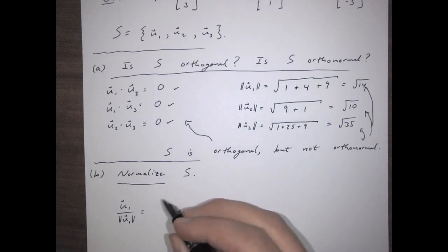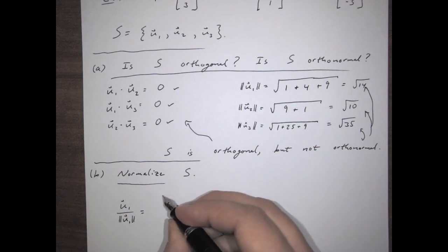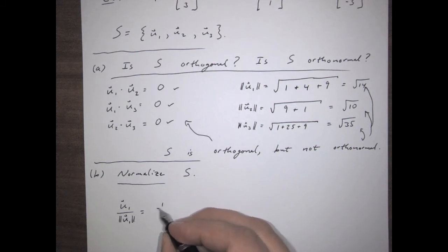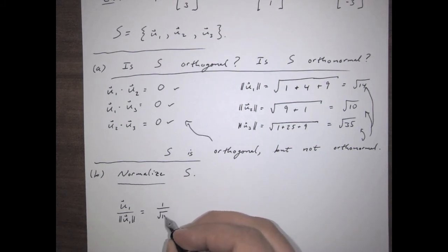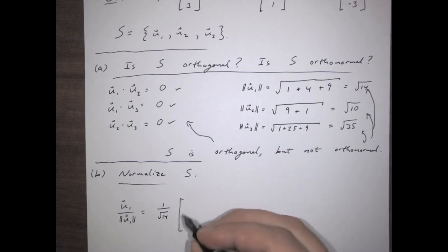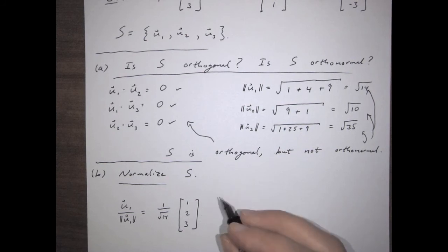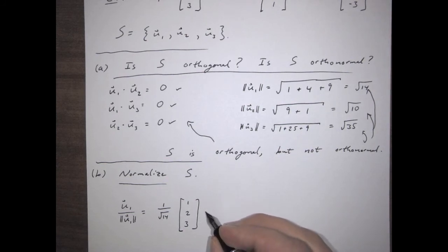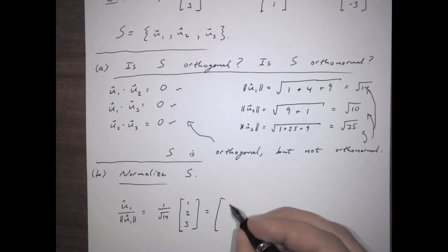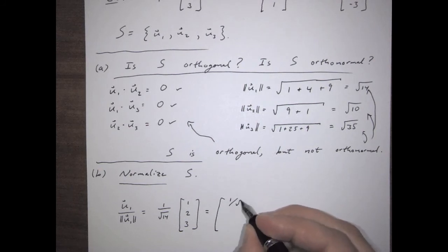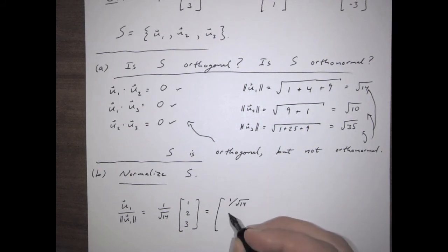is going to equal 1 over root 14 times (1, 2, 3). So 1 over root 14, 2 over root 14, 3 over root 14.